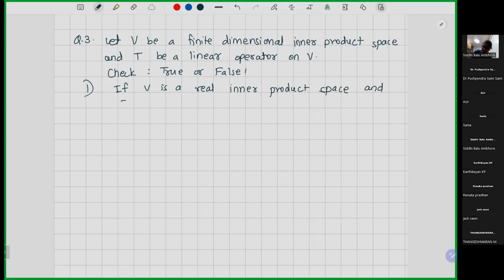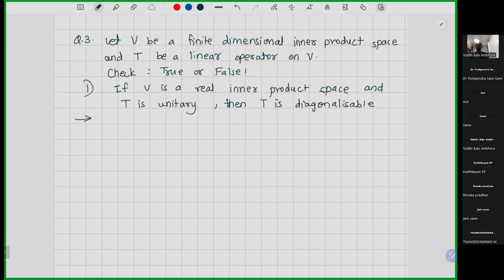And T is unitary. T is a unitary linear transformation or linear operator. Then T is diagonalizable. This is the question.